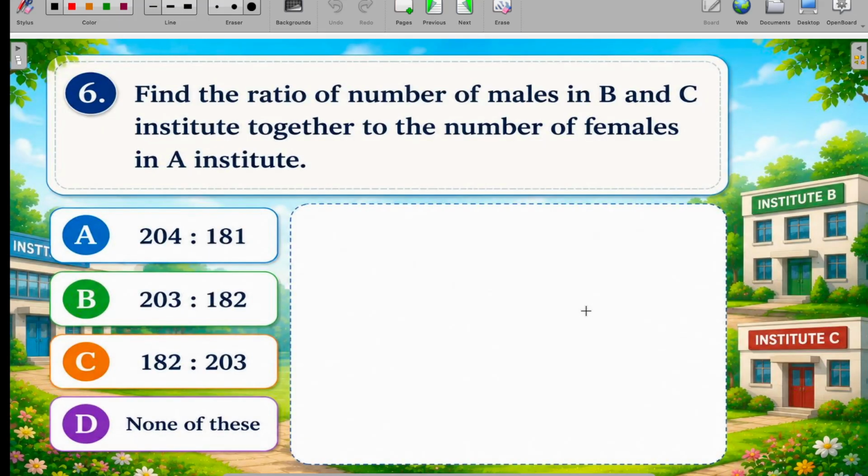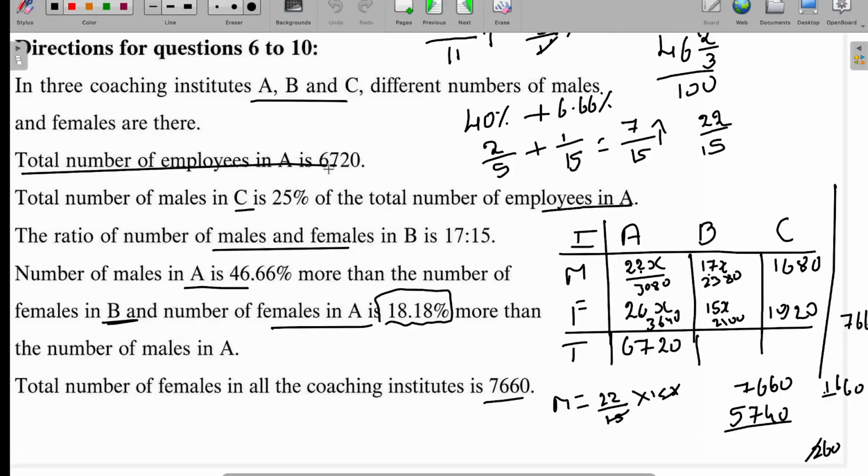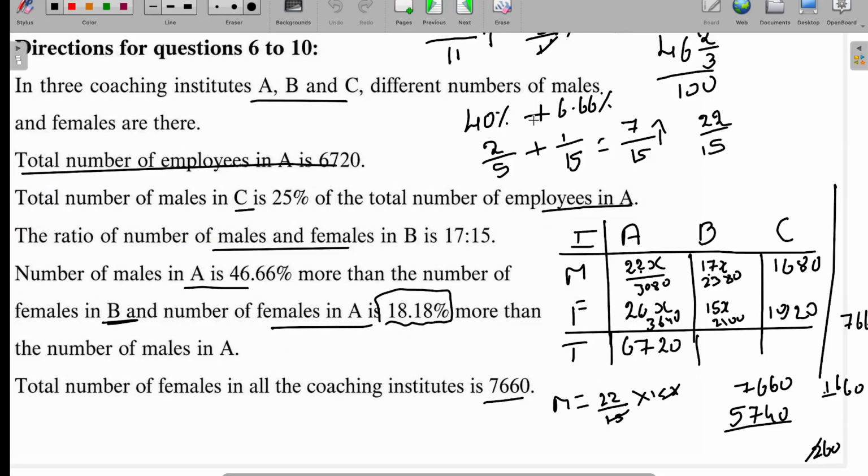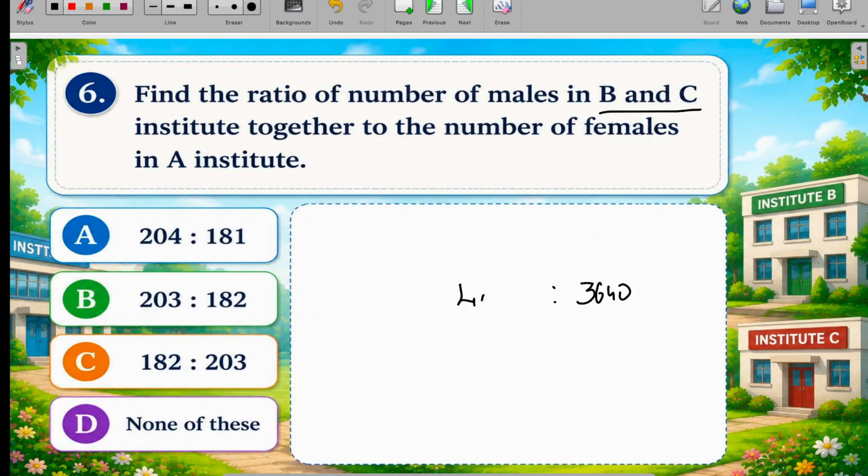Find the ratio of the number of males in B and C to the total males in B and C institutes together, to the number of females in institute A. Females in institute A we directly have, that will be 3640. But we want the number of males in B and C also. That is 2380 plus 1680: 2000 plus 1000, 3000 plus 900 plus 160, that will be 4060.